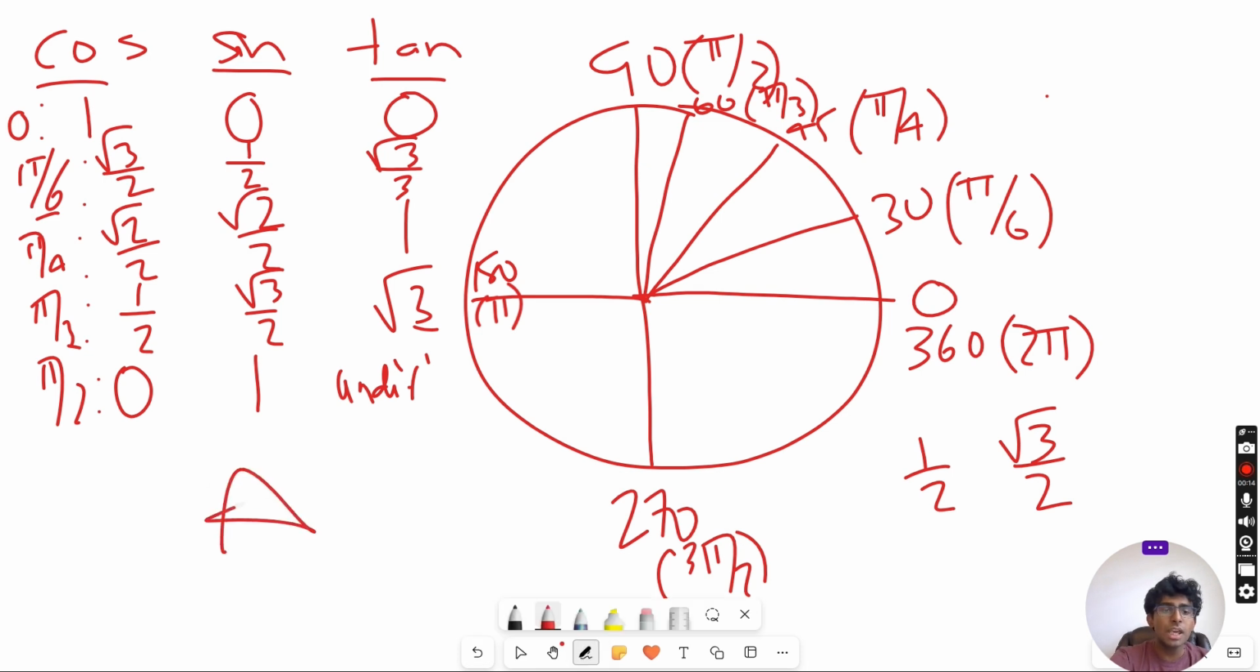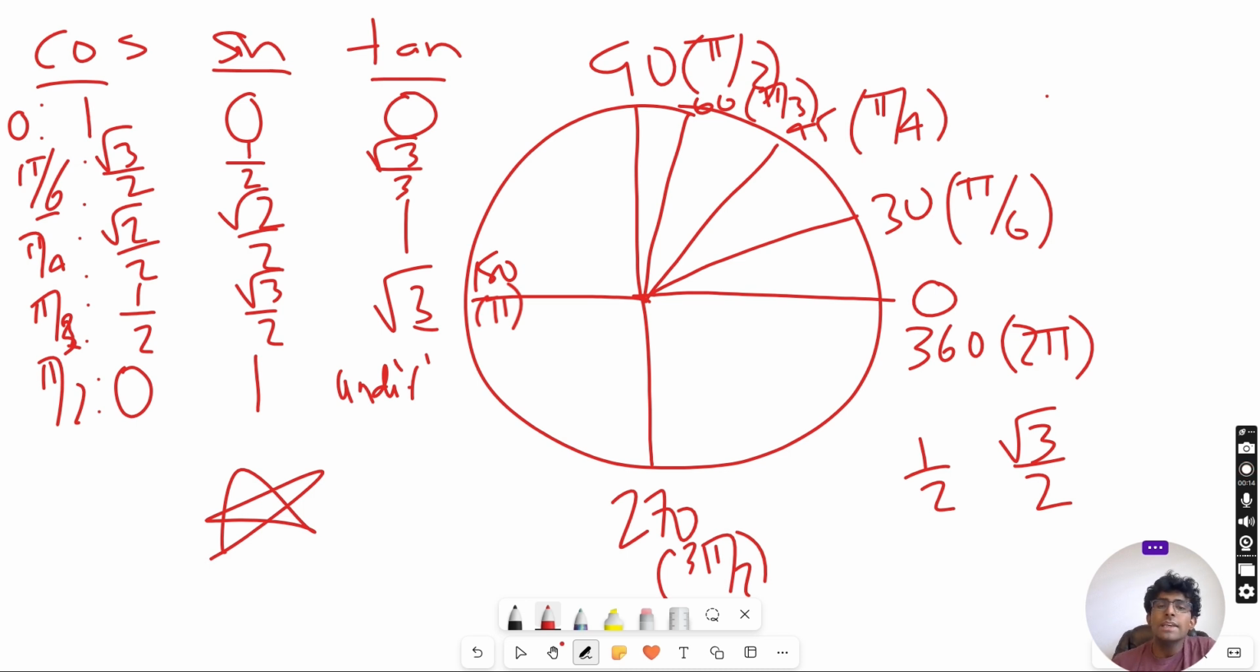So I'm going to pause here if you want to take a note of this down. These are very important to memorize. And again, this is supposed to be a 3, by the way. You just need to know one quadrant and you'll be able to apply it to the other quadrants.